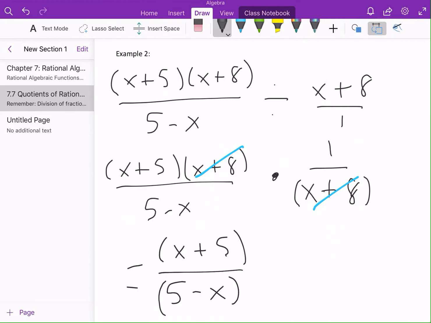So what I would like you to do is take a look at the last couple of problems on your 7.7 Products and Quotients of Rational Expressions worksheet and work through those division problems. There are only 3 of them. If you have any questions, please reach out to me by email. I am available to help you.